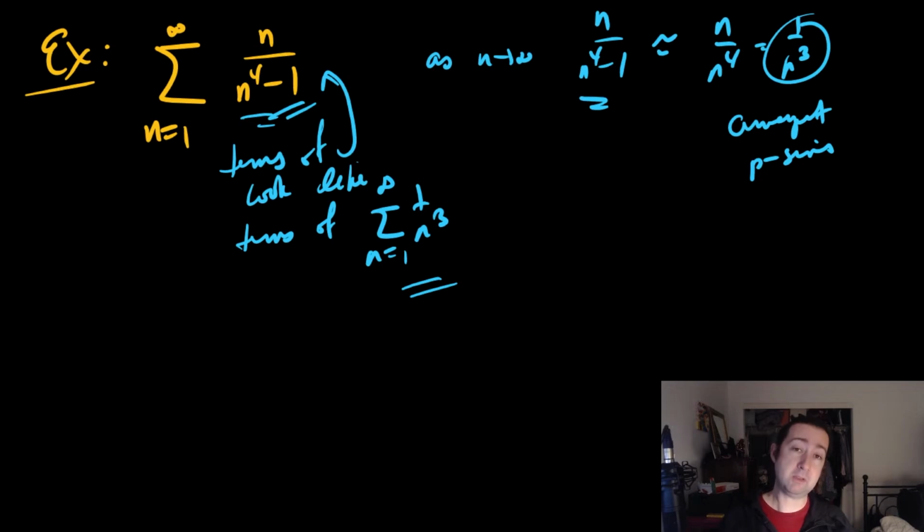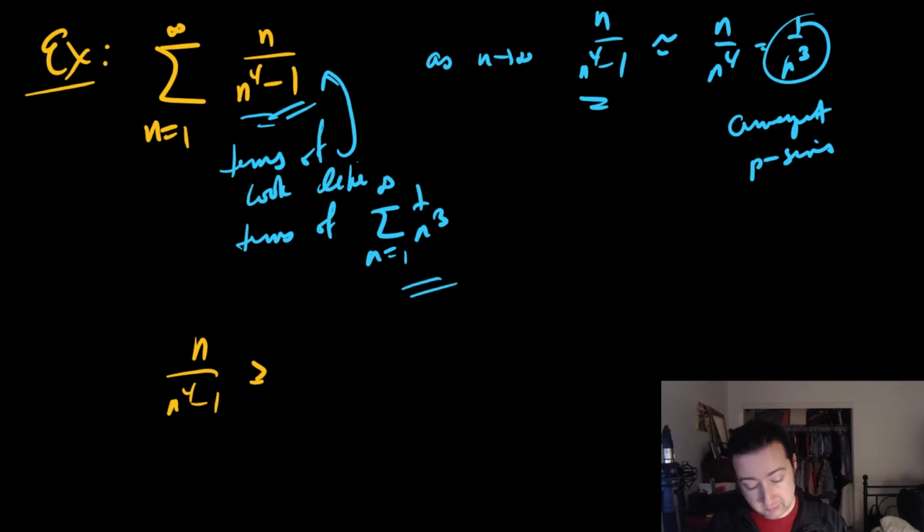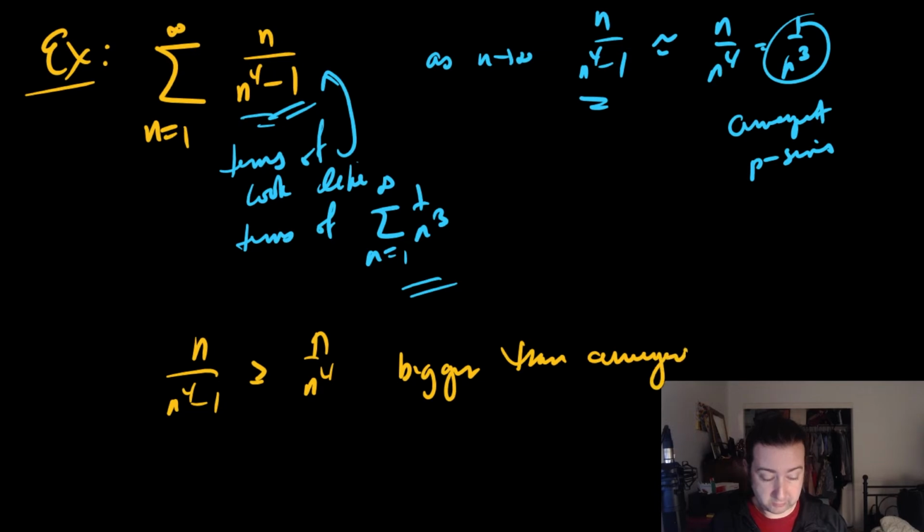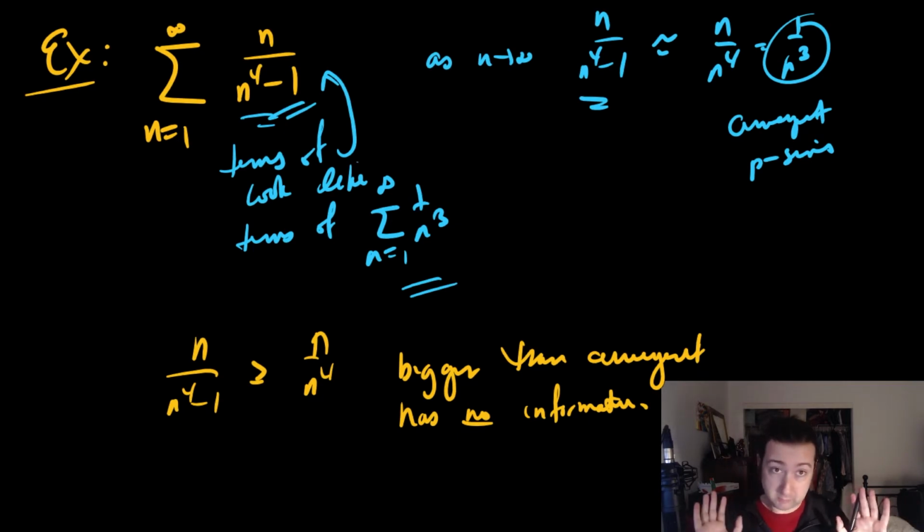The problem is the comparison test doesn't work because n over n to the fourth minus 1 is bigger than n over n to the fourth. And bigger than convergent doesn't give you any information. So our comparison fails. We can't conclude anything about the series because we don't have something smaller than something finite. We have something bigger than something finite. And bigger than finite could be infinite. So this is a no information case.